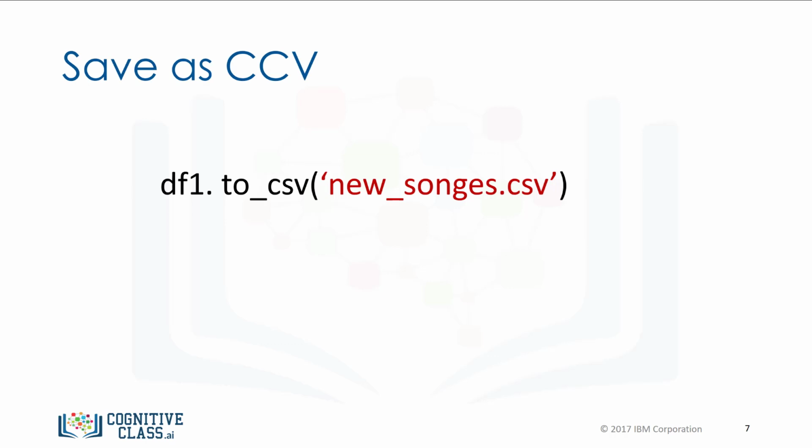We can save the new data frame using the method to_CSV. The argument is the name of the CSV file. Make sure you include a .csv extension. There are other functions to save the data frame in other formats.